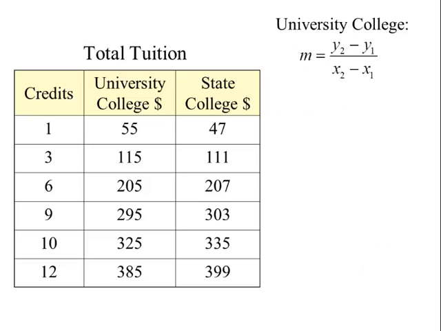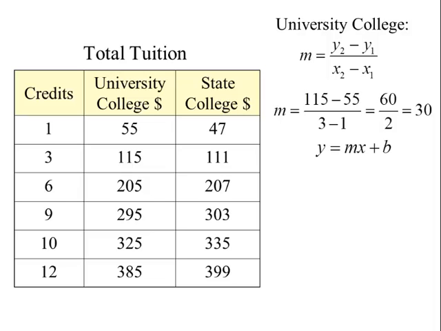So for university college, our first step is to come up with an equation for this data set. It's assumed that this is linear, so our first step is to find the slope, and because it's linear we can pick any 2 points and find the slope. If you recall, the slope formula is the difference of the y's over the difference in the x's. I'm going to take the first 2 points, so the difference of the y's is 115 minus 55 over 3 minus 1, and that gives us 60 divided by 2, which is 30. So our slope is 30.